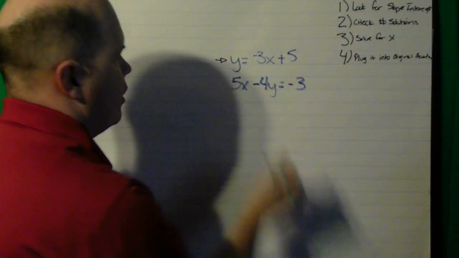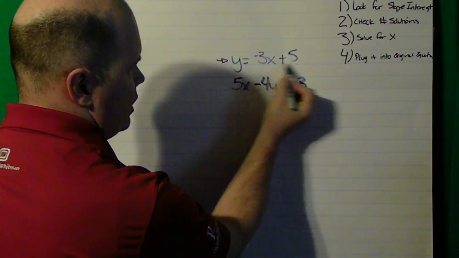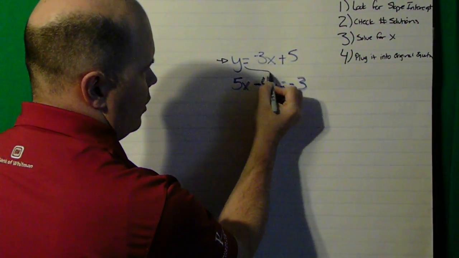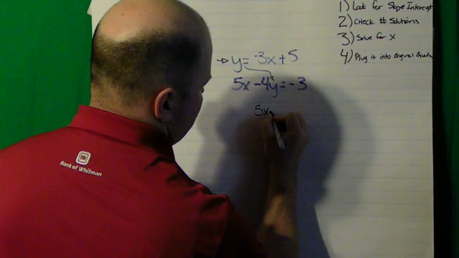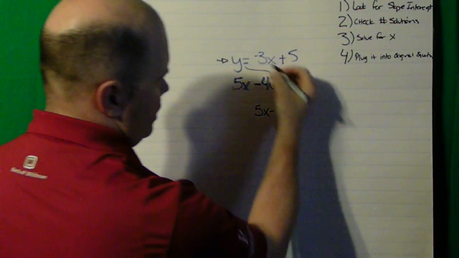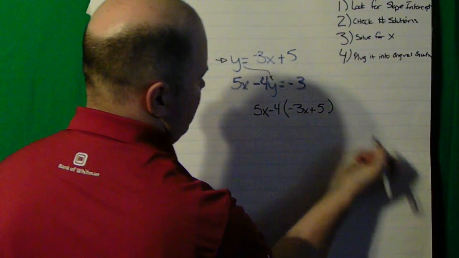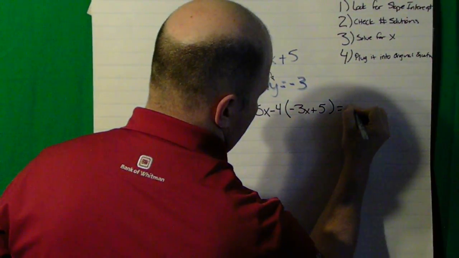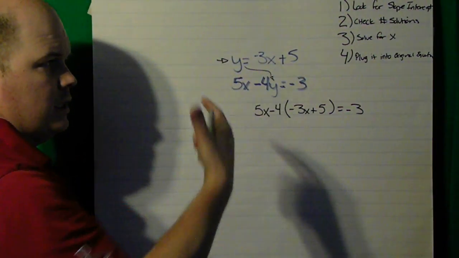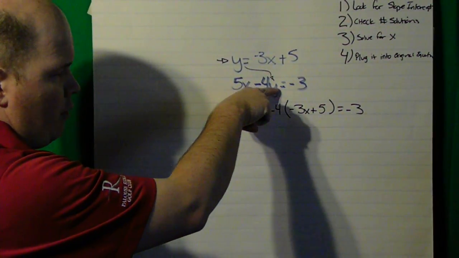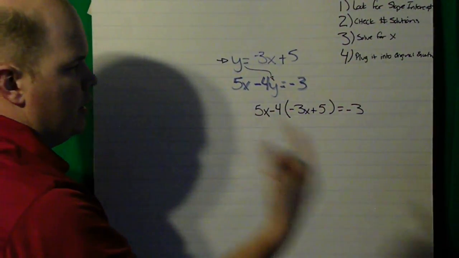Here I have an equation that's already in slope-intercept form, so I'm going to take this y value, what it's equal to, and plug it in here for that y. So I'm going to get 5x minus 4 parentheses, and I'm going to plug in negative 3x plus 5 is equal to negative 3. So all I did was substitute in whatever this y value was, since I'm setting them as equal. So I'm just putting that y value into here. So 5x minus 4 parentheses negative 3x plus 5 equals negative 3.